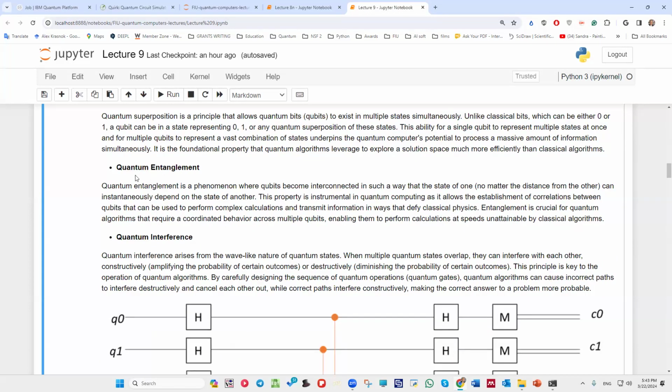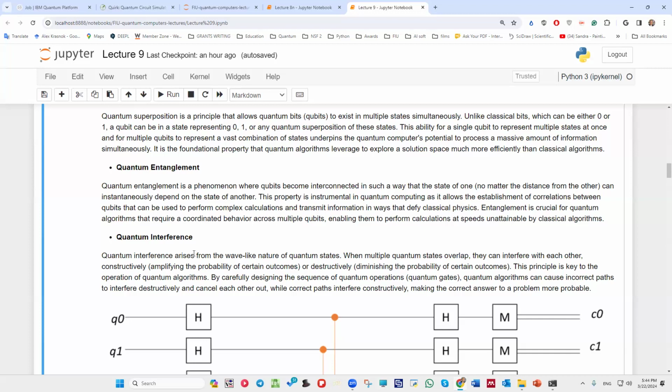So next, quantum entanglement. Quantum entanglement is a concept that enables quantum parallelism, because if we bring several qubits into interaction, if we entangle them, acting on one qubit affects the other one, and this brings this quantum parallelism to life. Okay, so this is the second important principle.